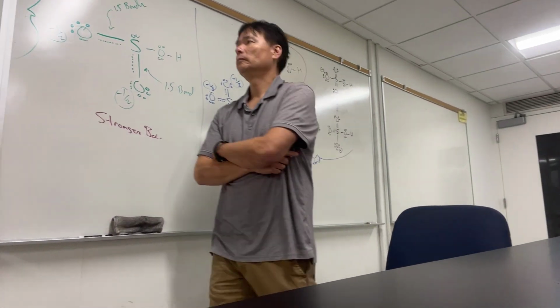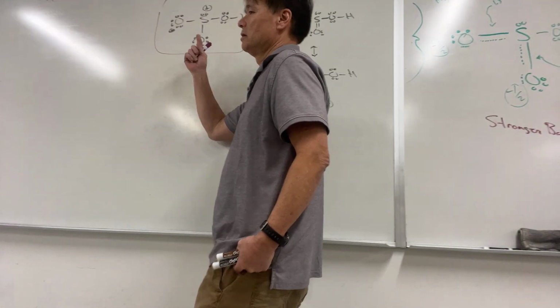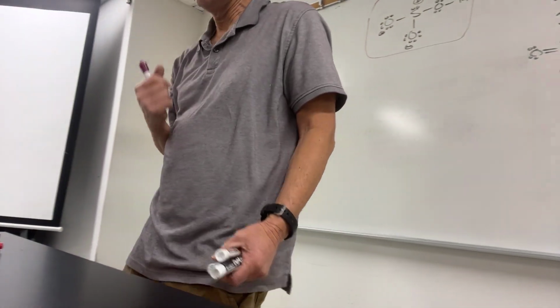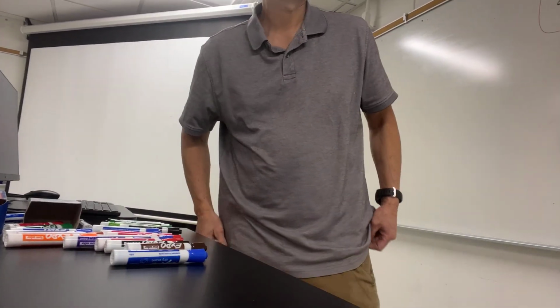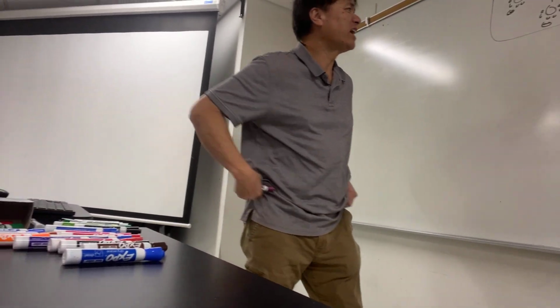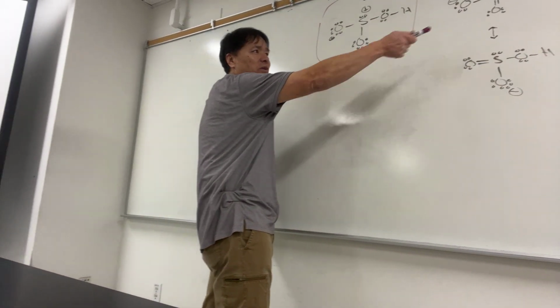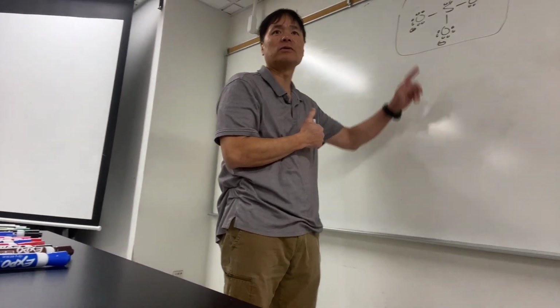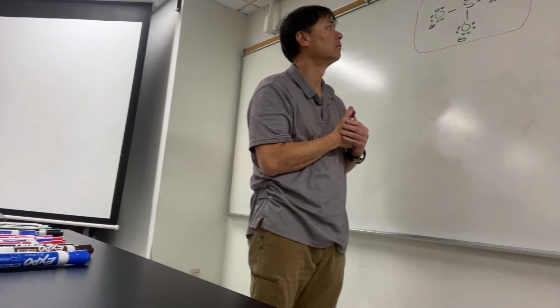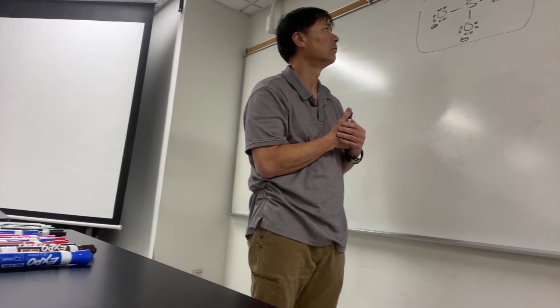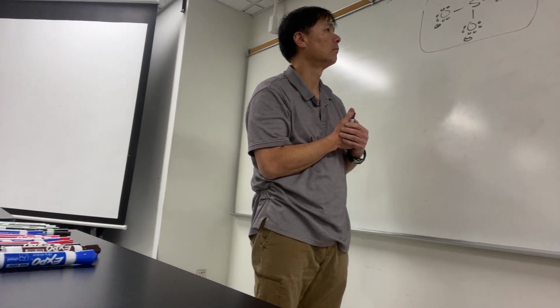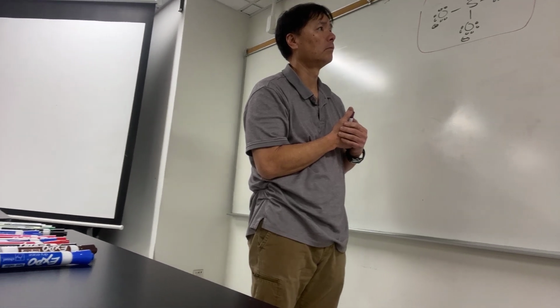Well, we'll just look at one of the oxygens. Which one is going to have more negative charge density on the oxygen? This one or that one? This one. Why? Because the sulfur is going to give more electrons to the oxygen as opposed to that one. That sulfur is going to be more electronegative.